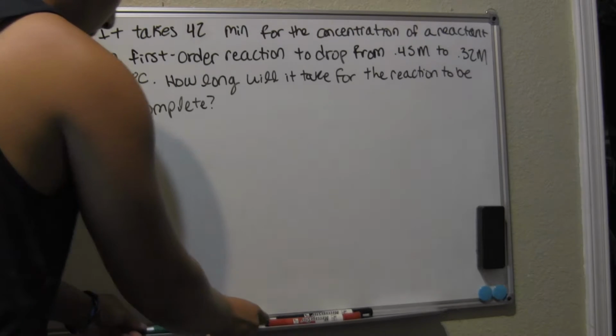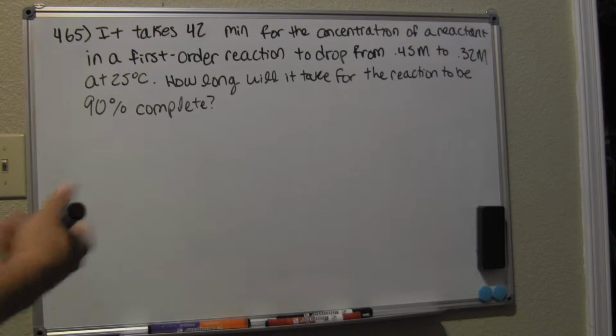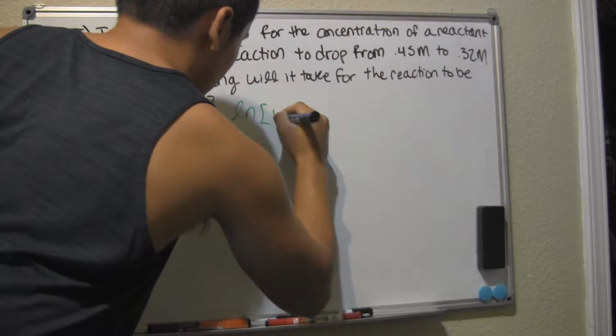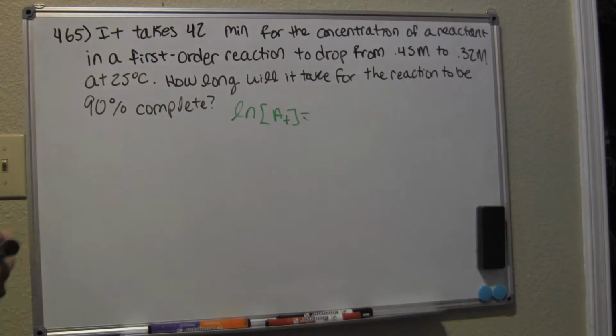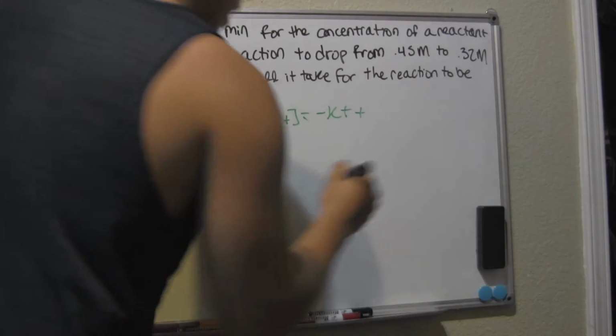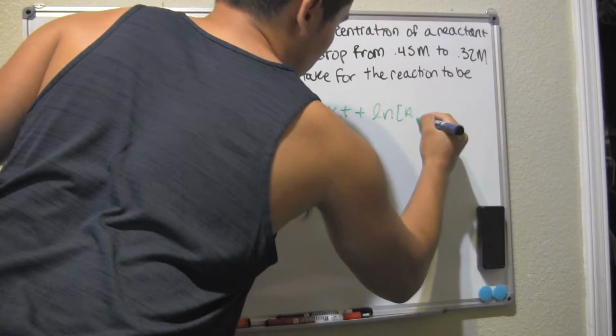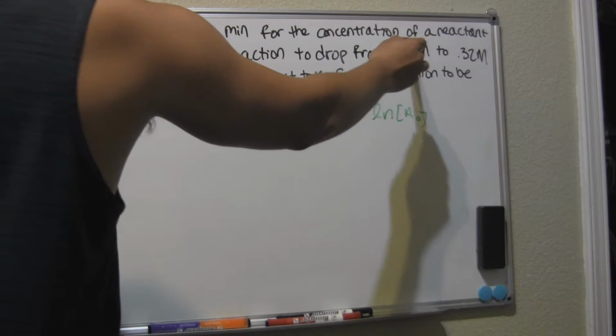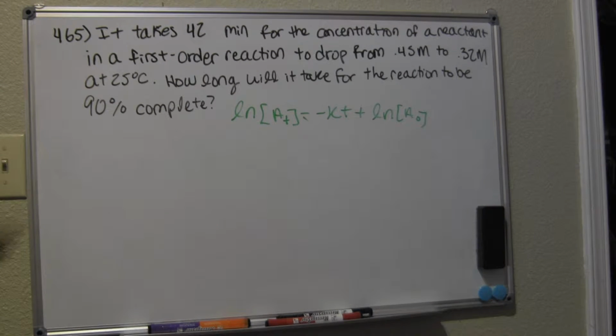Okay, so let me go ahead and write the equation for a first order reaction, which is ln of [A]t, which is just the final concentration, is equal to negative kt plus the ln of [A]0, the initial concentration. We're going to be doing two separate equations right here. We're going to use the information from 0.45 to 0.32, and that time, to find the rate constant and apply it to the second reaction, and that'll make a little more sense in a bit.